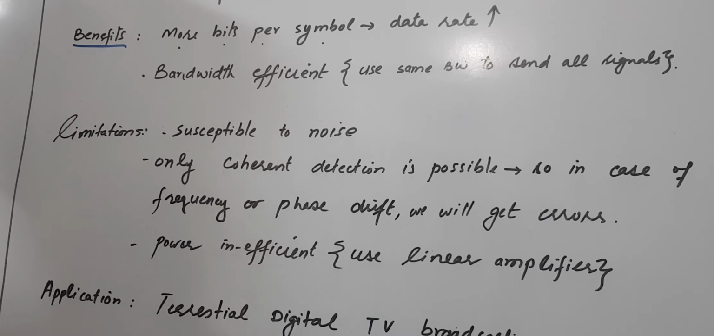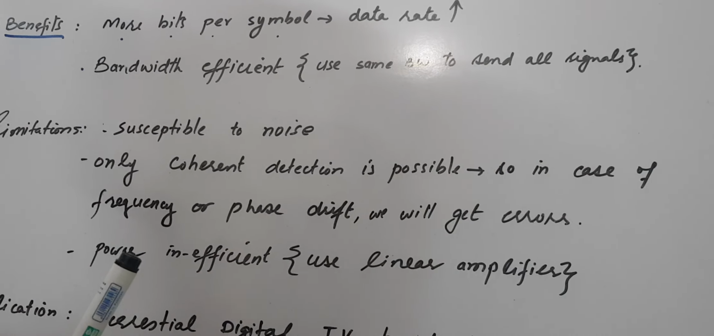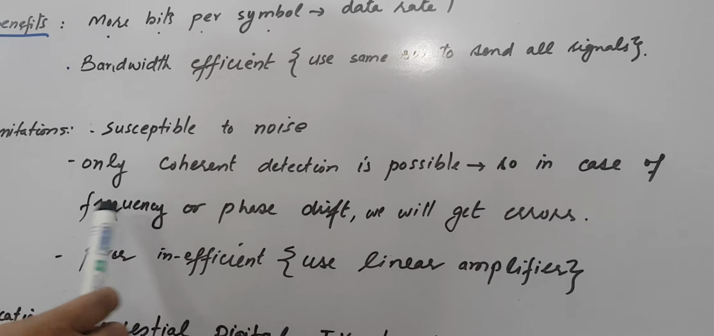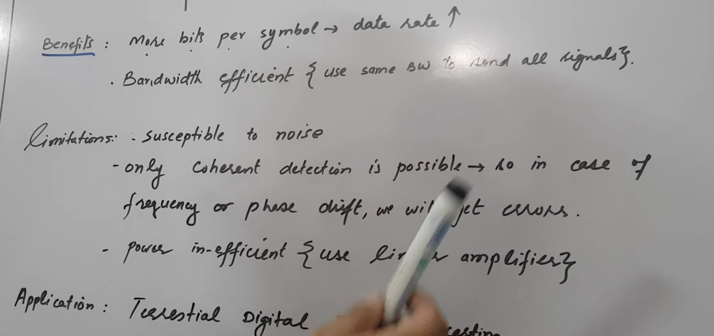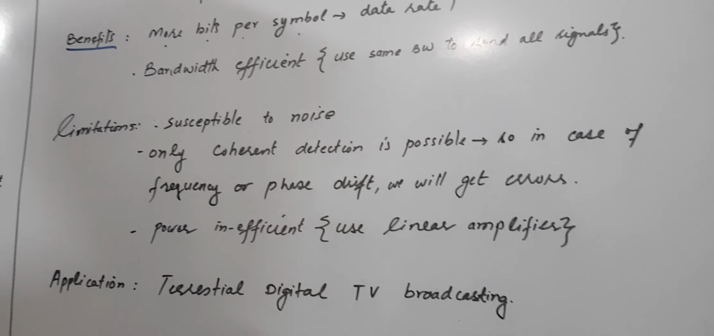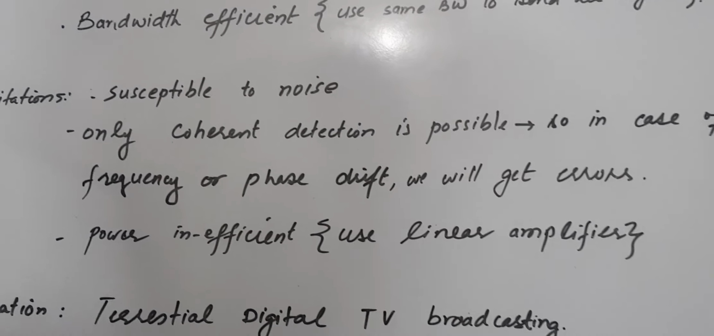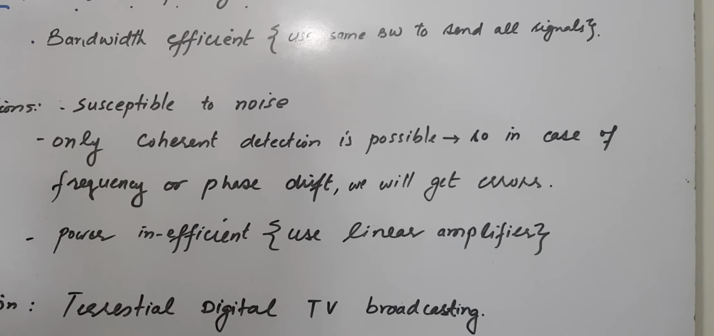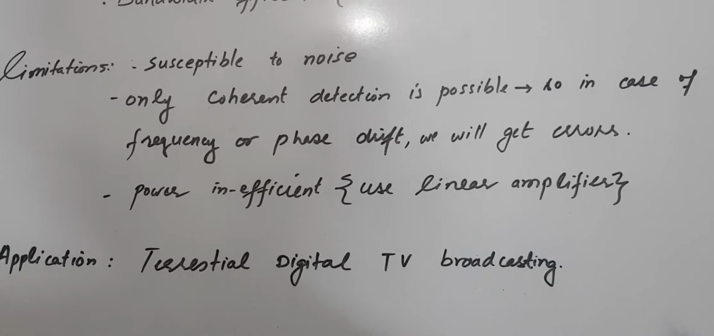But if your locally generated carrier is not synchronized, meaning there is a frequency or phase drift, then you will get some errors in the output signal. So this is also not good. The third limitation is power inefficiency, because you are using a linear amplifier, so this type of modulation is power inefficient.